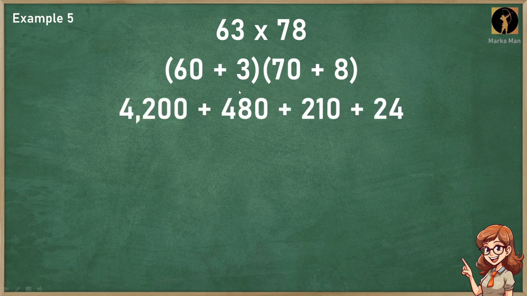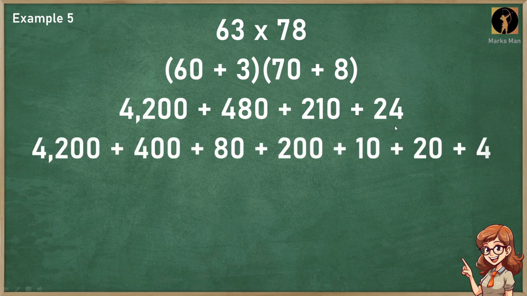So 60 times 70, that is 4,200. And 60 times 8, that is 480. Next, 3 times 70, that is 210. And 3 times 8, that is 24. Now, to add this easily, you can separate the numbers 480, 210, and 24 into each digit value.